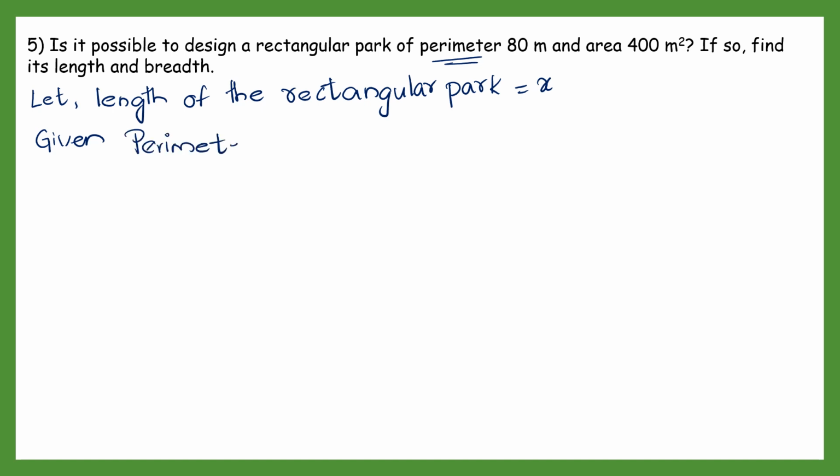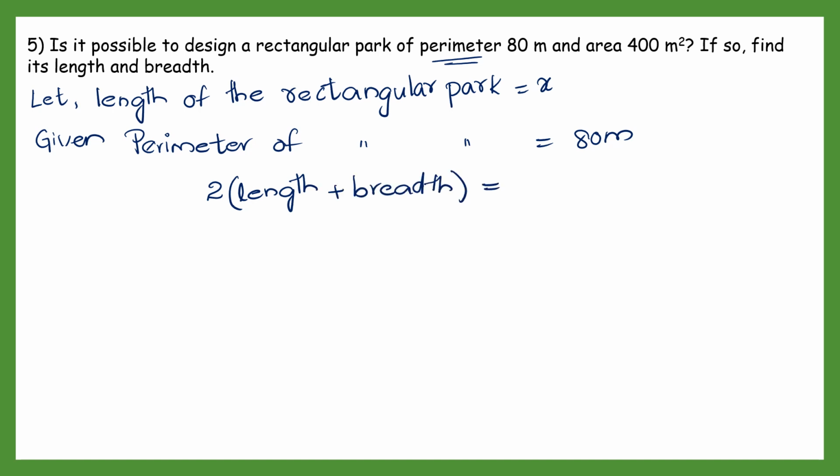Perimeter of the rectangular park, they have given as what? 80 meters. We know the perimeter of a rectangle is what? 2 into length plus breadth. This is the formula. 2 into (length plus breadth) is given as 80.